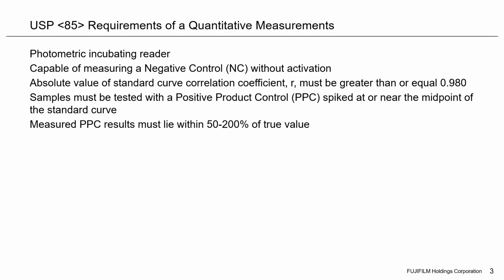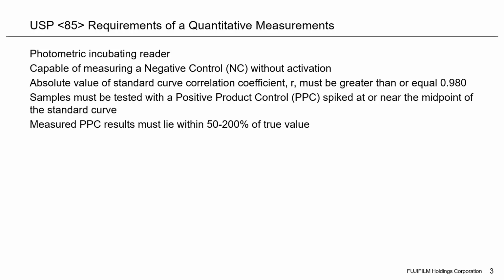Now, we're going to look at what the USP 85 requirements of a quantitative method are, specifically of the reader itself. The reader needs to be a photometric incubating reader. It needs to be capable of measuring a negative control without activation. This may be stating the obvious, but of course a negative control is supposed to be there to ensure that the environment is free of contamination. So the only activation of the negative control should come about by the sample that we are attempting to measure, which in this case would be endotoxin.